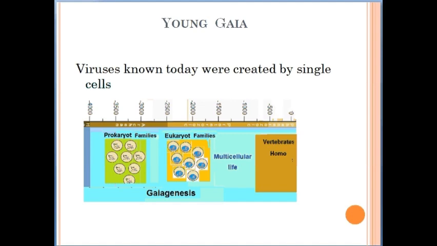We are talking about Gaia, which is a superorganism in which all life forms exist. And here you have the young Gaia. It started here, and initially there were single cell families, and later on came the multicellular organism. Currently I am discussing the vertebrate organism.